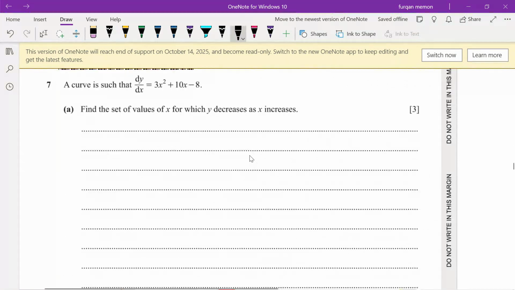Question number 7. A curve is such that dy over dx is equal to 3x square plus 10x minus 8. Find the set of the values of x for which y decreases as x increases. So we want to find the values of x such that the function decreases when x increases.